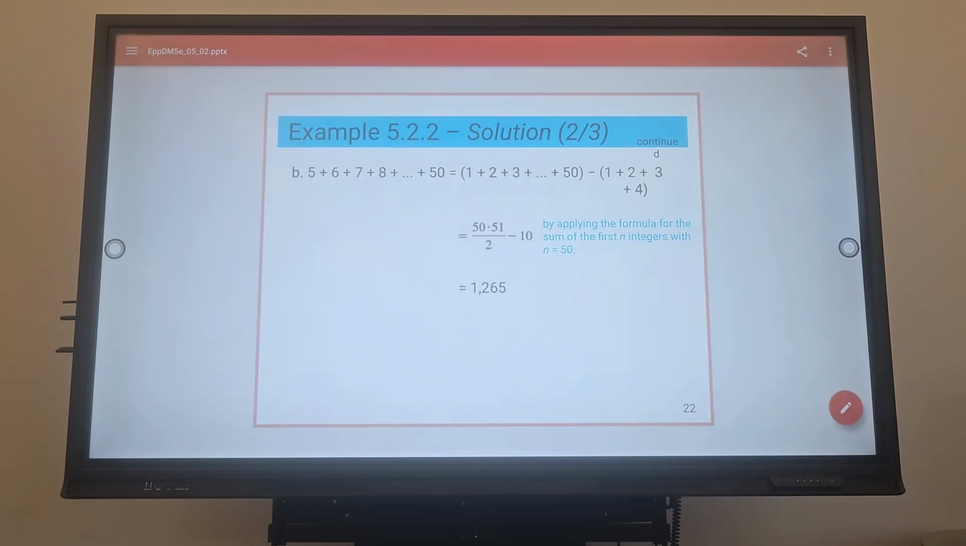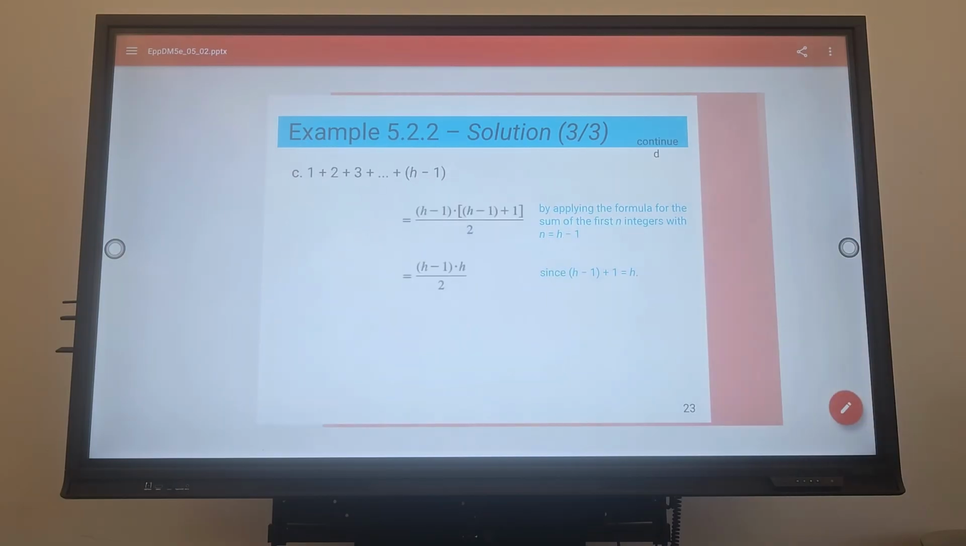And the second one by subtracting a sequence from the previous sequence. And the third one, just some algebraic manipulation.